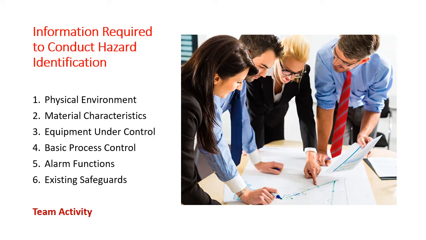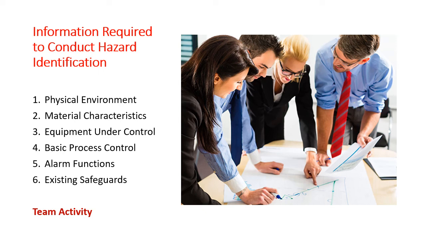For any kind of hazard analysis, we will need a certain kind of information, and I have tabulated some of it here. For example, the physical environment in which the system or product is involved. Material characteristics, meaning what material is being handled. The equipment under control, whether it is a compressor, a pump, or anything else. Then what kind of basic process control is available to regulate temperature, pressure, etc.